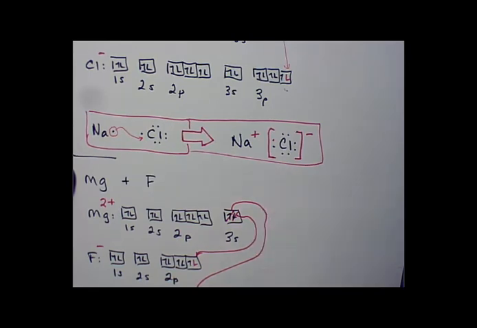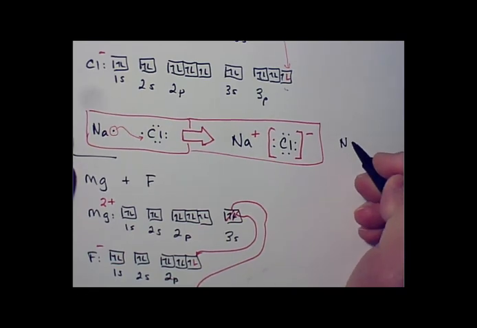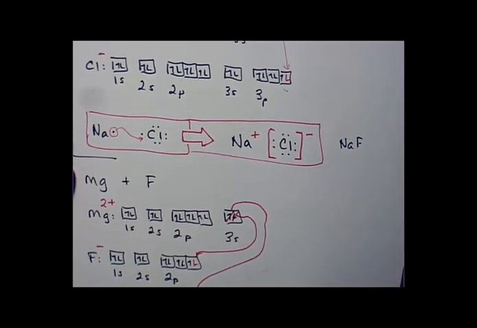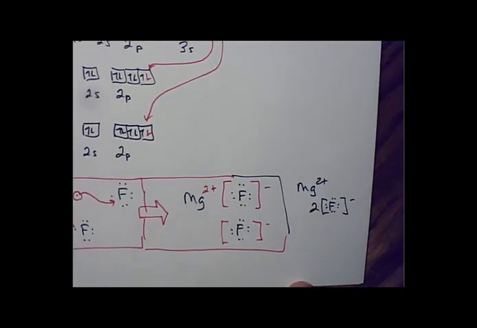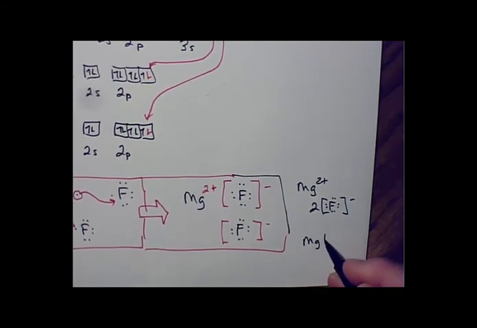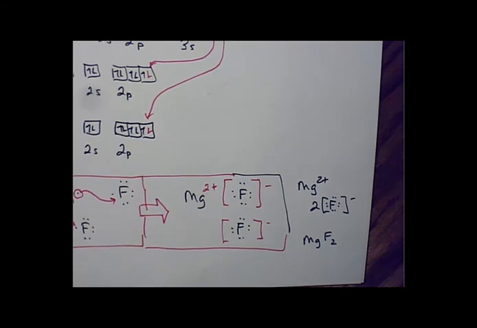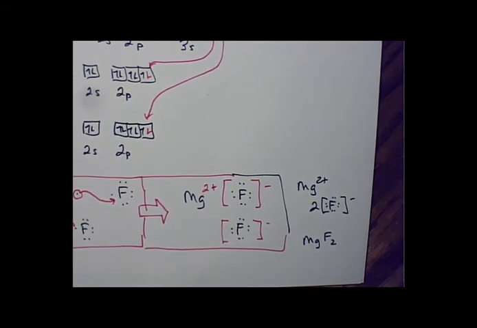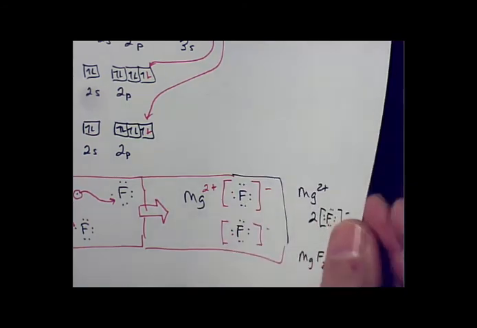Okay? And so this is 1 sodium and 1 fluorine. This down here is 1 magnesium and 2 fluorines. Does that make sense? Any questions? All right then, let's give you some homework to practice.